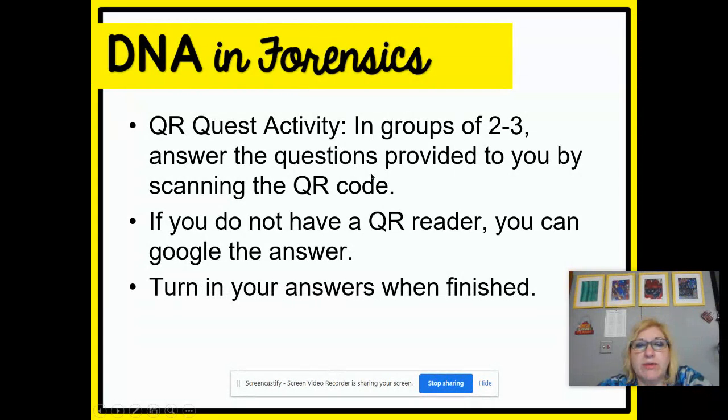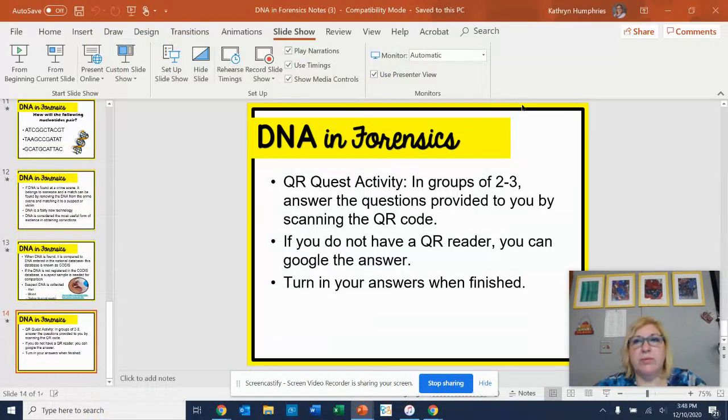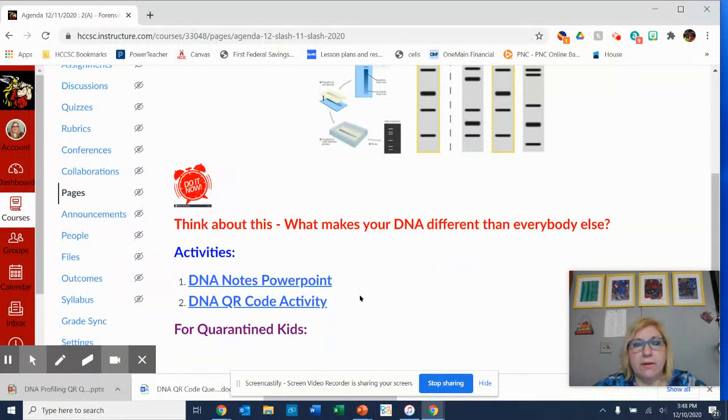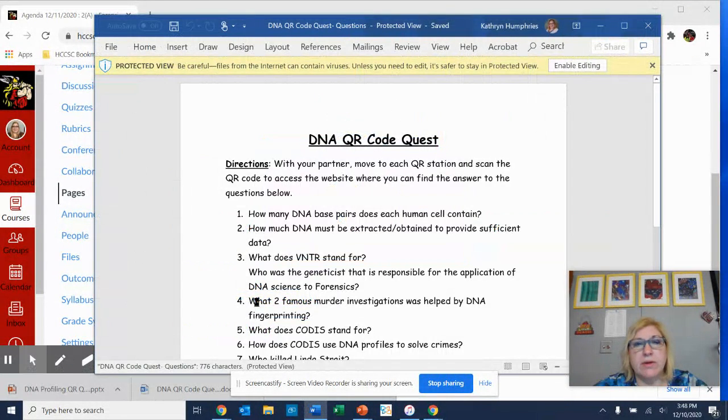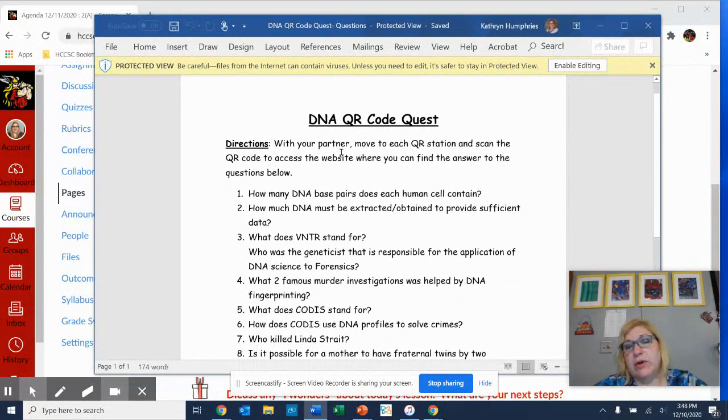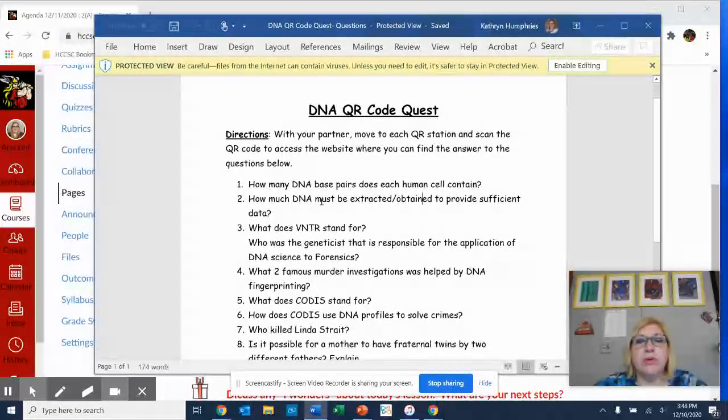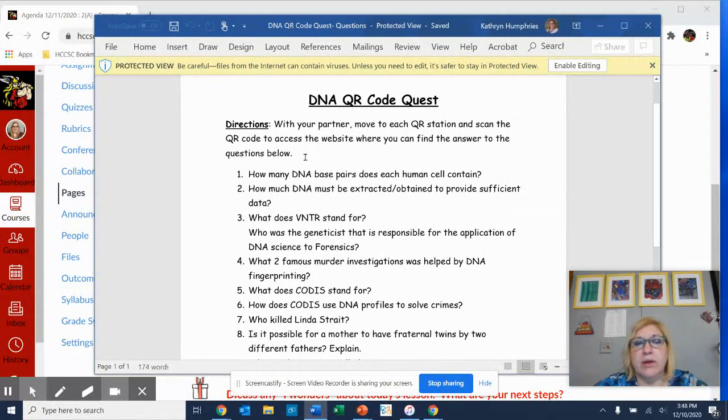So what you're going to do now after finishing that is a QR activity. So let's escape from this PowerPoint, and then I'm going to show you. This activity is on your agenda, and I've got questions. Obviously you're not going to have a partner and you're not going to be moving stations, but I am giving you the QR code. If you don't have a QR code reader, then you can Google the answers, but it's probably easier if you use the QR code.